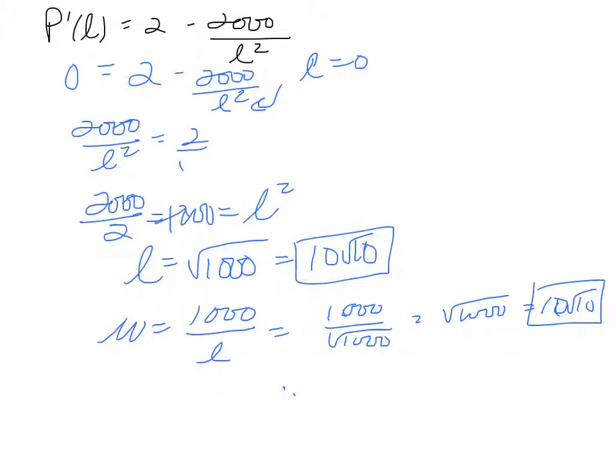They ask you for the dimensions. You can tell them the length and width individually. A lot of time we'll just say length times width. Ten radical 10 by 10 radical 10. And so in optimizing area, or excuse me, perimeter, around a fixed area, it does turn into a square.